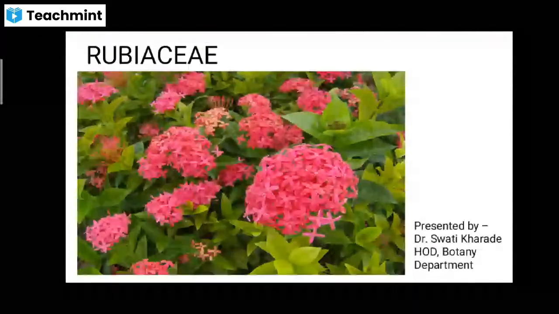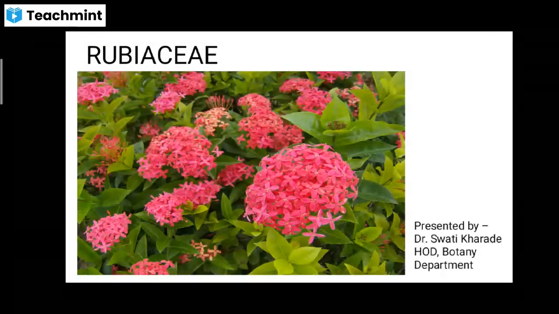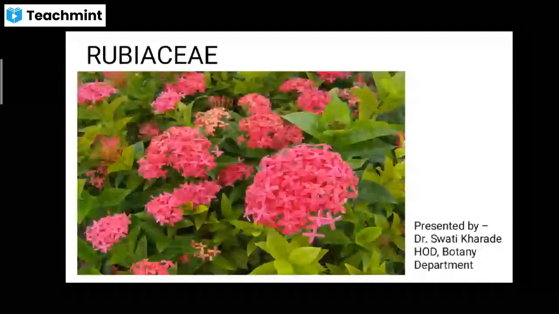So today we discuss the family Rubiaceae. This is another family of the dicotyledons included in your syllabus. As you know, all of you have seen this flower or this plant. So this plant comes under the family Rubiaceae. It's a unique type of inflorescence covered under this Rubiaceae.